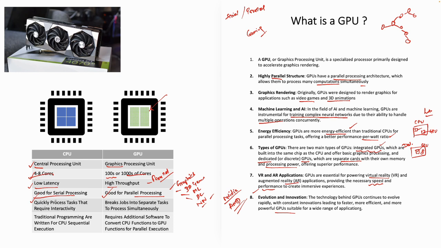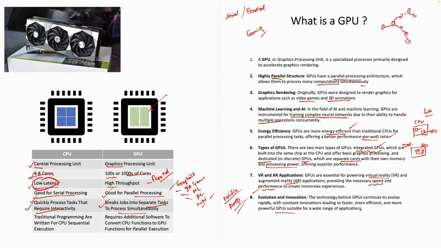So a CPU quickly processes the tasks that require interactivity. As we have low latency, as I said, you are looking at more of an OLTP kind of environment, right? Online transaction processing, where you want a quick result. So you quickly process the task and give the result back. But GPUs break the task into separate tasks to process simultaneously, right? So that's the nature of a GPU.